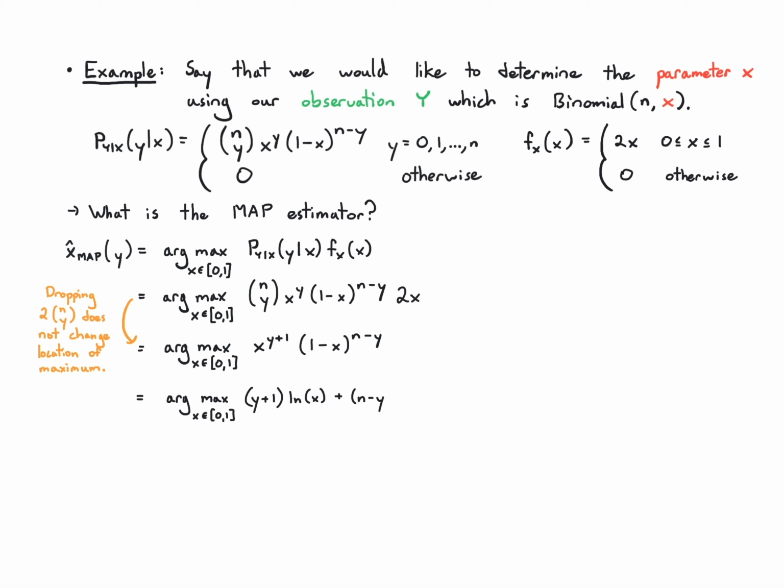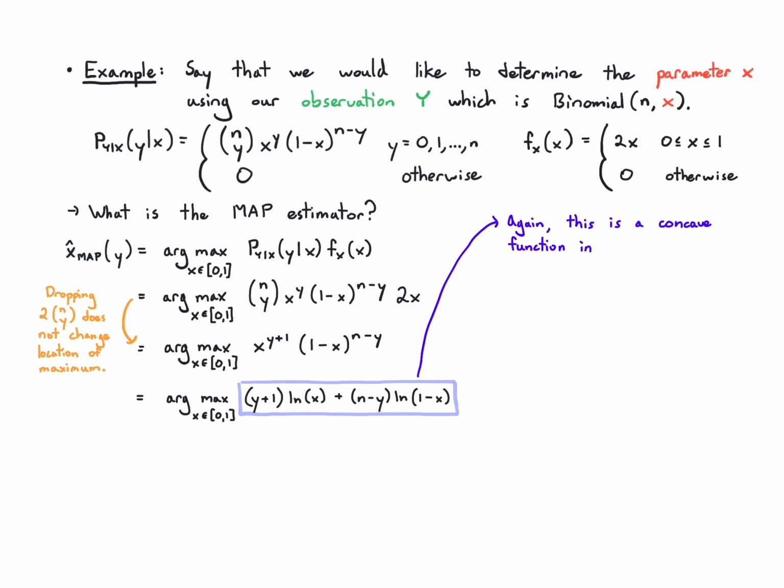So this is basically the same function we had before, but instead of y log x, I have y plus 1 log x. And I'm just going to go through the same exact derivation. Again, this is going to be a concave function in x, and that means what I can do to find the maximum is I can just take the derivative with respect to x and set it equal to 0. That's not something I can do in general, right? So finding the maximum of a function can be a tricky thing, but this is a nice scenario where that just works out.